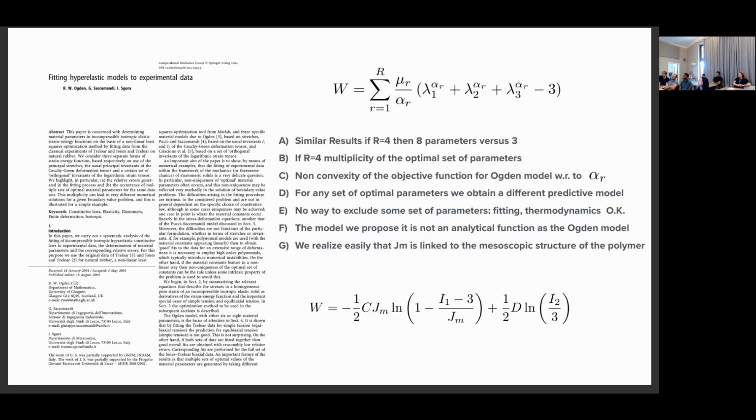The problem is that for any set of optimal parameters, which describe the data at the same level, you have a different predictive model. If I do a computation with one set or another one, I obtain different results. And this is a disaster. There was no way to single out some set of parameters by the fitting. They were all equivalent from a predictive point of view. By thermodynamic reasons, they were all admissible. So it was a disaster in some sense. Moreover, it was very hard to link this to the mesoscopic structure of rubber. But we will see that, on the other hand, this Jm is clearly related to the mesoscopic structure of rubber. This was a little bit of a shock for Ray, but also for me.